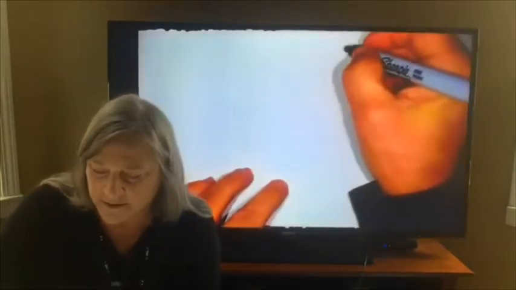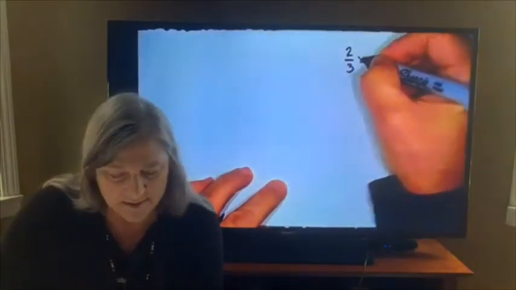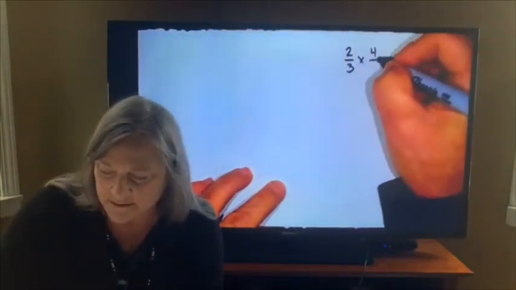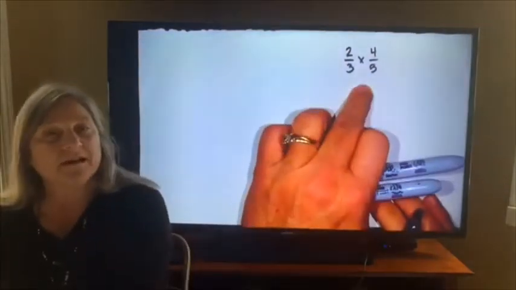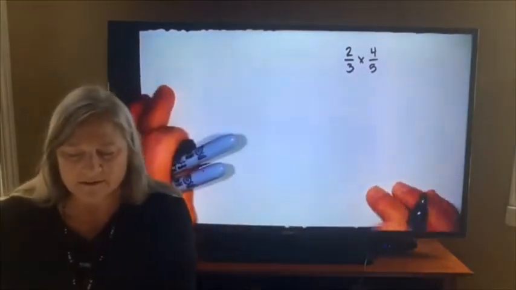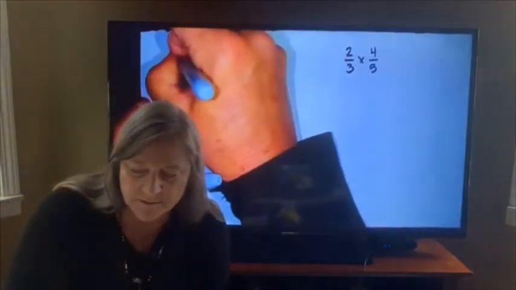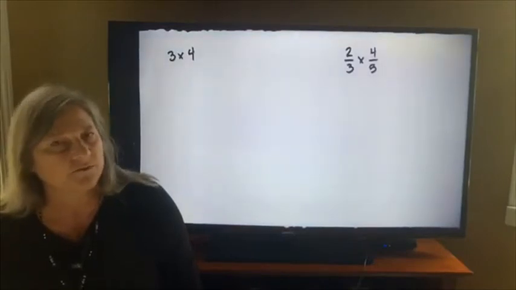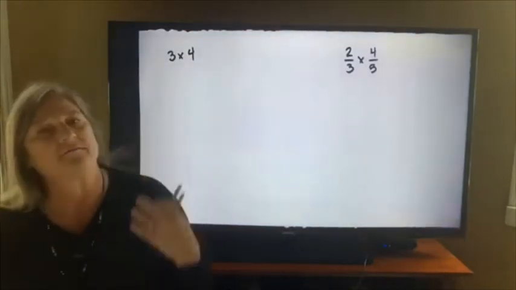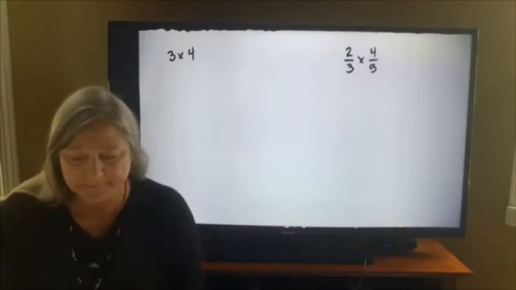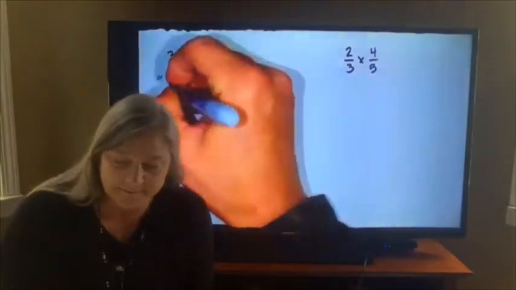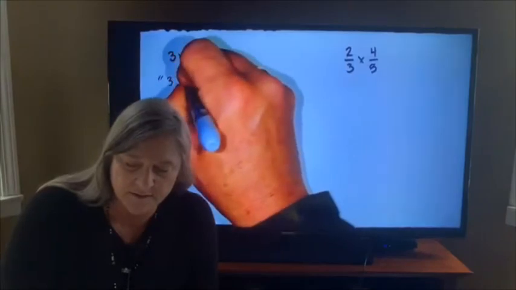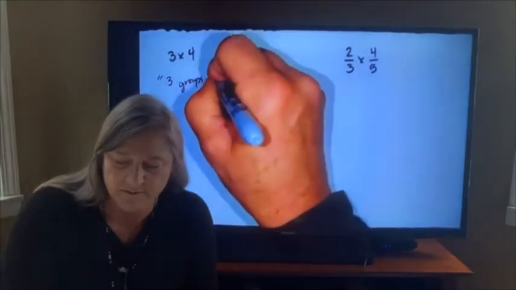So let's say we want to know what 2/3 times 4/5 is. If that's where we want to end up, we could start by really talking about, well, what is 3 times 4? Let's have just two whole numbers and think about what we do when they're two whole numbers, because we're going to do the same kind of thing when they're fractions. It's basically the same idea. So what does 3 times 4 mean? It means 3 groups of 4.